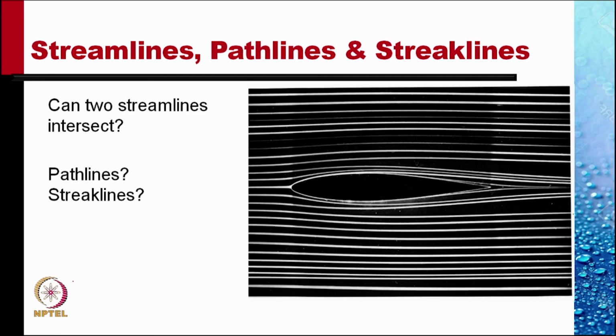Can path lines intersect? Can streak lines intersect? Yes, they can. Because if two path lines intersect, that does not mean the two particles are at that point of intersection at the same time. They could be at different times. So path lines and streak lines intersect when the flow is unsteady. They cannot do so in a steady flow, because in steady flow there would also be streamlines, and the streamlines cannot intersect.